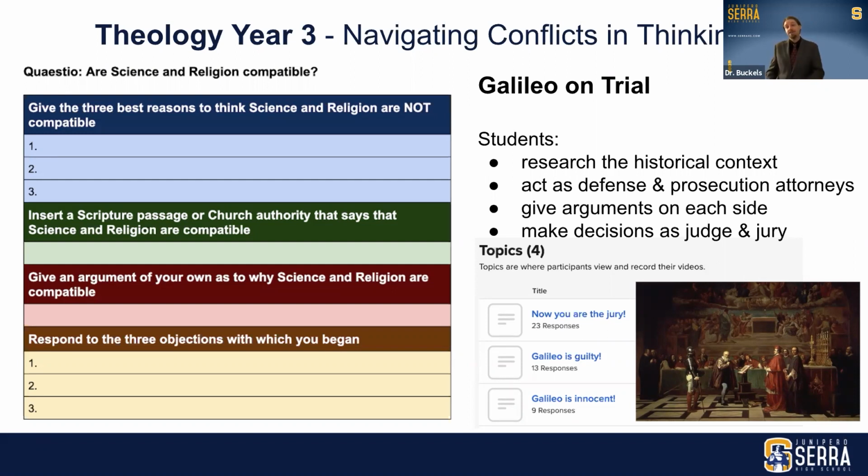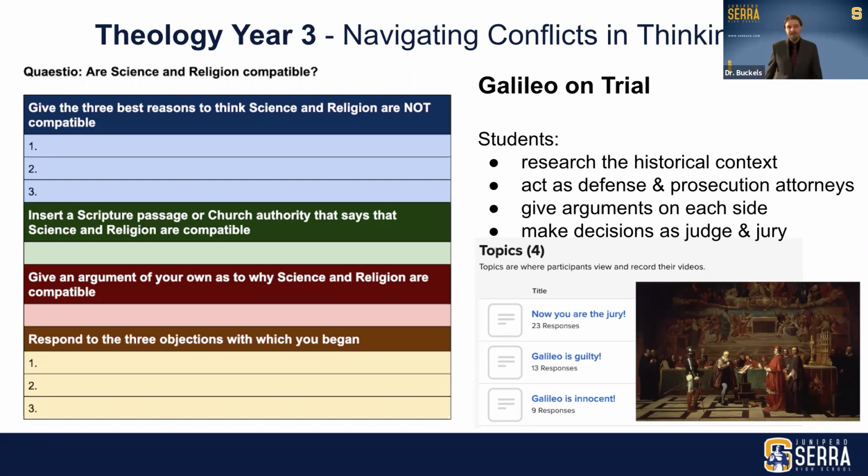And then they look at the history of the Catholic Church as well. So you see this other example here, Galileo on trial. Students critically examine the church's history to see where the church both succeeded in its mission to make disciples of all people, and where it's failed, right? Where it hasn't quite met that bar. And so students examine this.